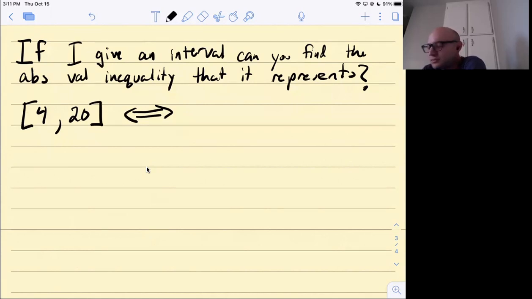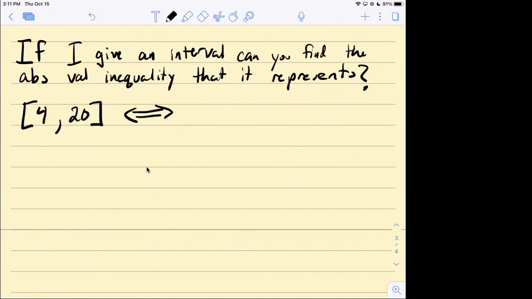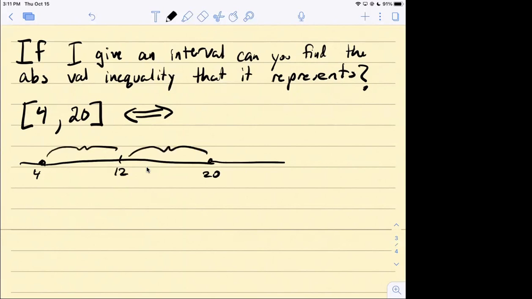Perfect. Gabriel, do you want to share how you got those numbers? Sure. It was kind of mental math, but I figured out where the middle point of 4 and 20 was, which was 12. And then just to check, I made sure that 12 plus 8 equals 20 and 12 minus 8 equals 4, just to make sure it's right. And then I got the absolute value of x minus 12 is less than 8.